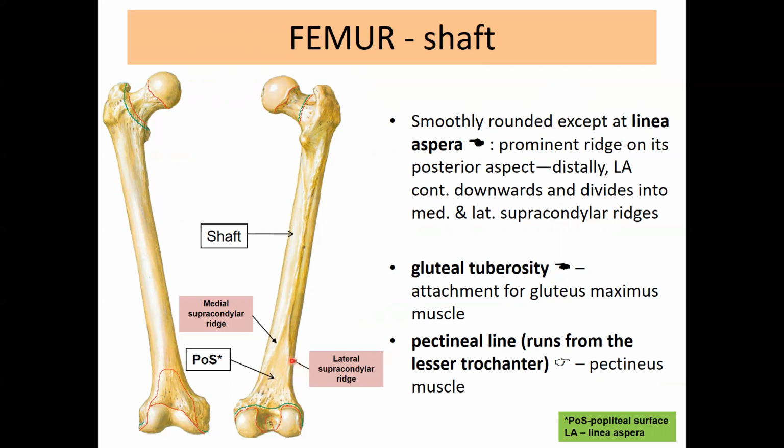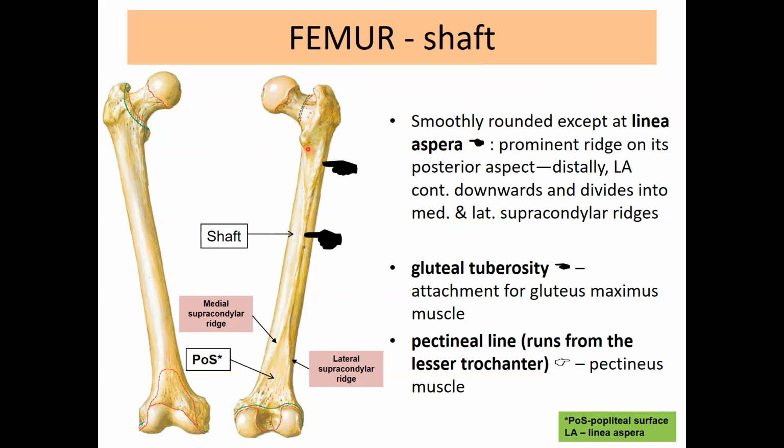Actually, the arrow should be more down here. This is the lip of the linea aspera that continues down with the lateral and medial supracondylar ridges. Which one is the linea aspera? This one. Now we can identify the gluteal tuberosity. This provides attachment for the gluteus maximus muscle of the gluteal region.